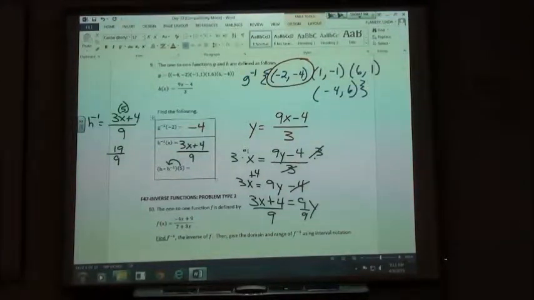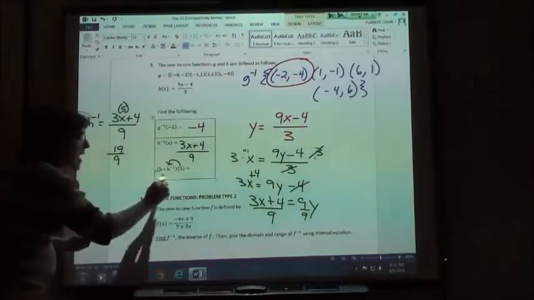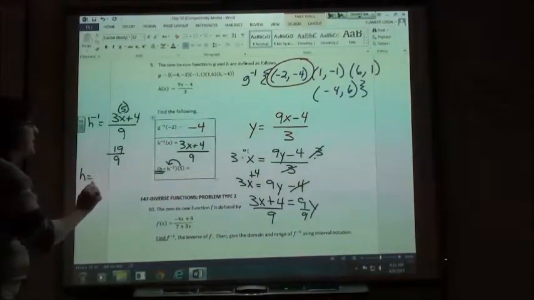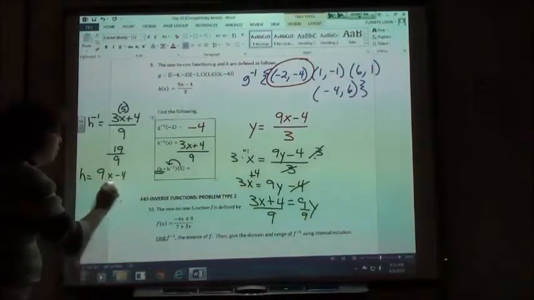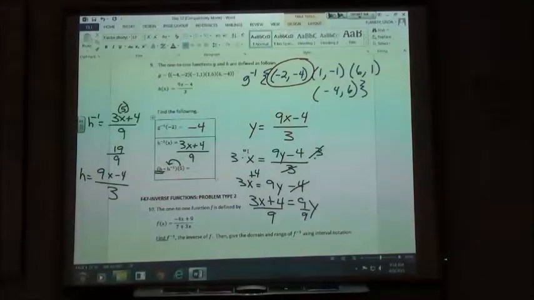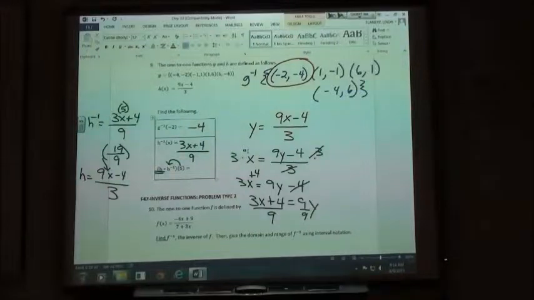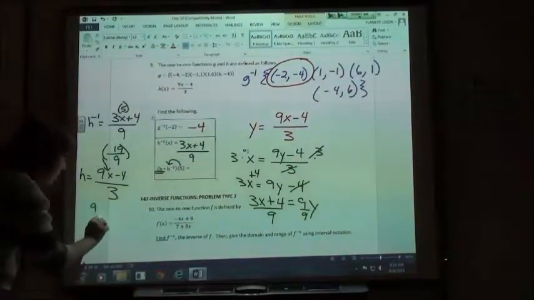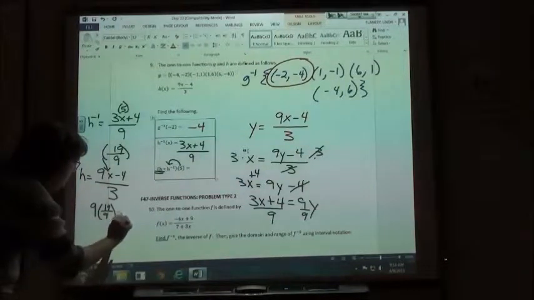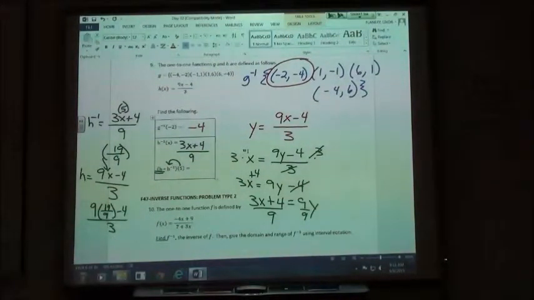Okay. Now, we're going to take this answer and put it into the h function. So the h function says we're going to do 9x minus 4 over 3, right? But now we've got to put that 19 ninths in for that x spot. So 9 times 19 ninths minus 4 over 3. And what happens when you take 9 times 19 ninths?